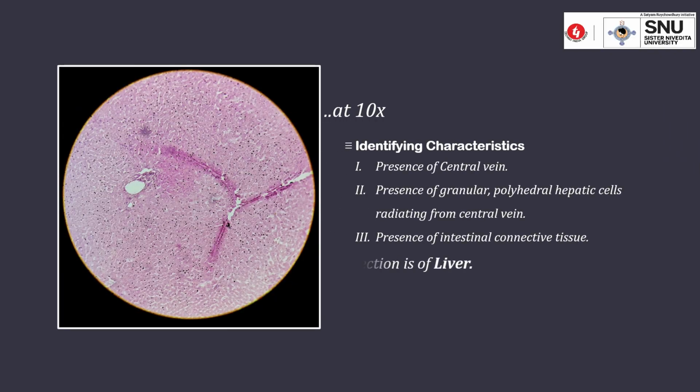Now we can see the presence of a central vein. We also observe granular polyhedral hepatic cells radiating from the central vein. In addition, there is an intestinal connective tissue present. Hence, this section is identified as the liver.